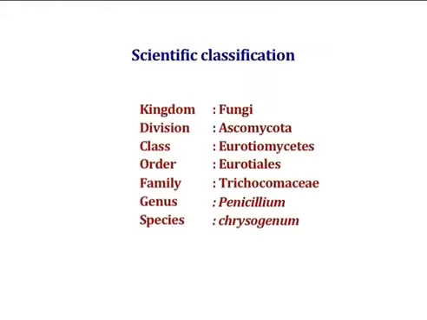The symptoms appear as soft brown tissue which is later covered with masses of green mycelium, conidiophores and hyphae of the fungus. Now let us see about the scientific classification of this pathogen. Kingdom is Fungi, division Ascomycota, class Eurotiomycetes, order Eurotiales, family Trichocomaceae, genus Penicillium, and species is chrysogenum.